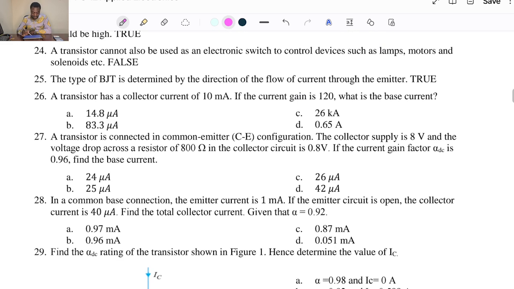Question 25. The type of bipolar junction transistor is determined by the direction of the flow of current through the emitter. So this is true. The direction of the flow of current determines the type of bipolar junction transistor that we have.